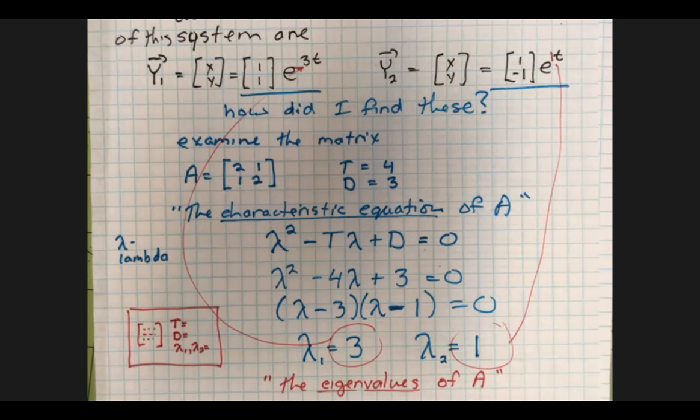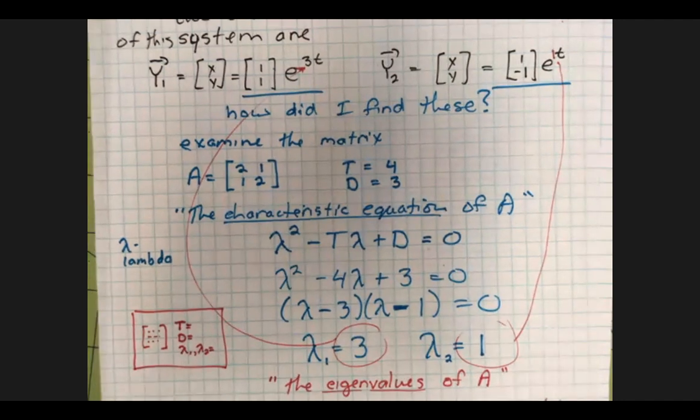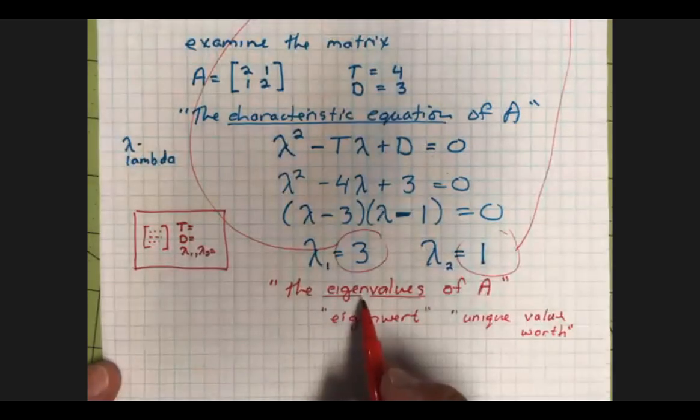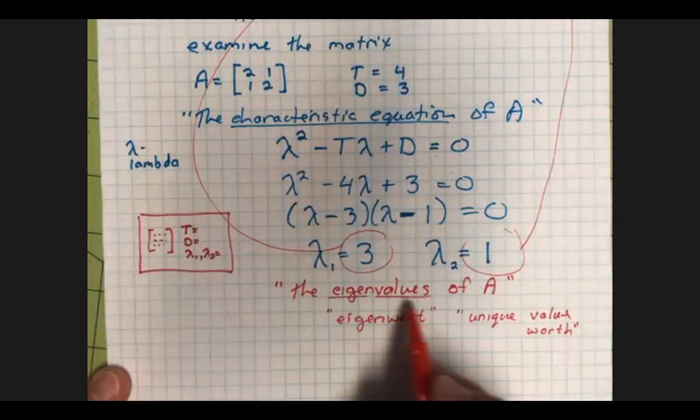Unique value: eigen, unique, wert, worth, or value. Unique worth. These two numbers have a unique worth to A. And the reason it's in German is because when people were doing this first, German was a famous language for writing mathematical papers, and a lot of famous German mathematicians worked out these ideas at the beginning. So we don't say Eigenwert anymore, we just say eigenvalues.